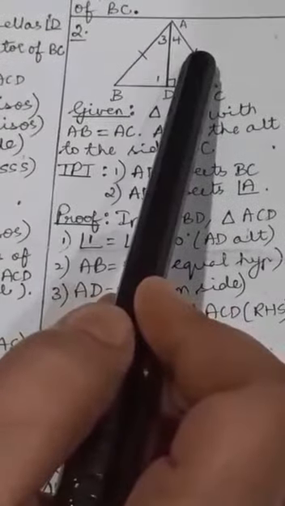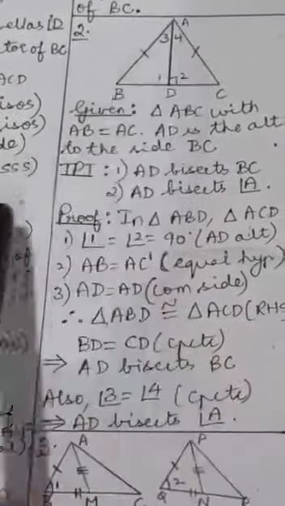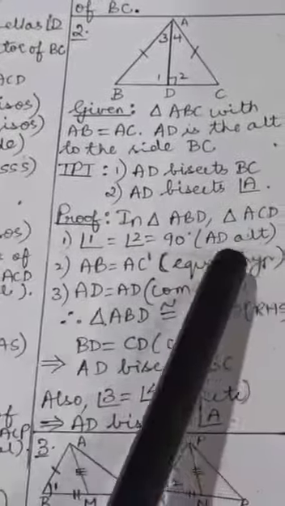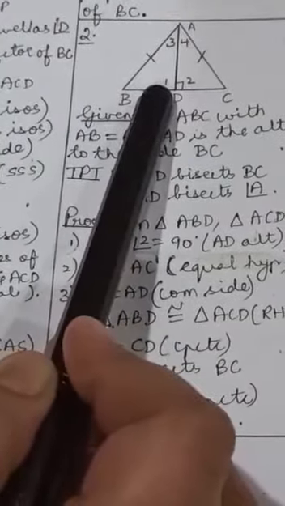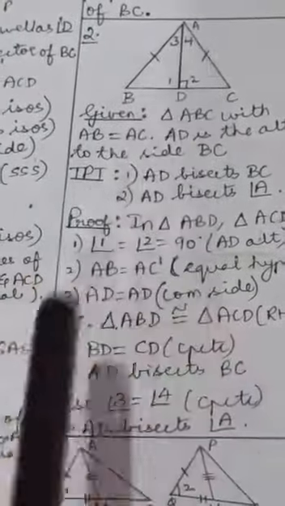That is, it divides angle A into two equal angles. So we need to show that angle 3 is equal to angle 4. So what is it that we have to prove? We need to prove that BD is equal to CD and also angle 3 equals angle 4.